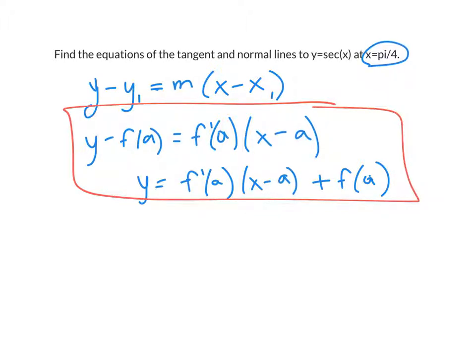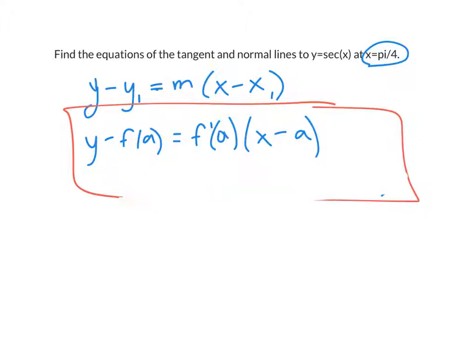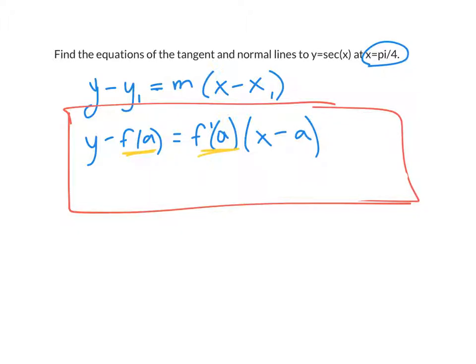And for the reason of space, I'm going to erase this, and we'll just plug in to get my final answer into that equation. So let's keep this, and my answer will go right there. I'm basically looking for f of a and f prime of a, because I already know that my a value is pi over 4. That's my specific x value. So I can rewrite what I have so far: y minus something equals something times x minus pi over 4.